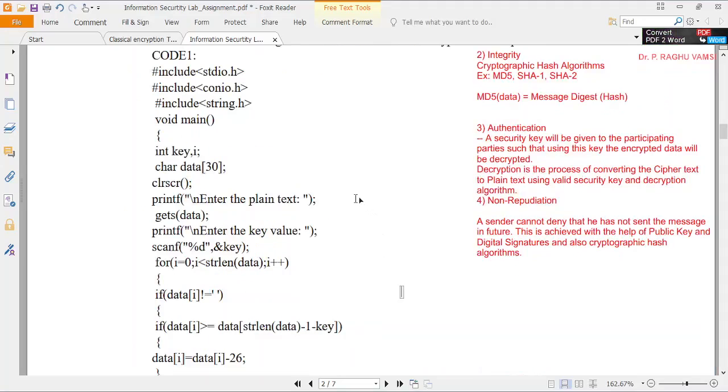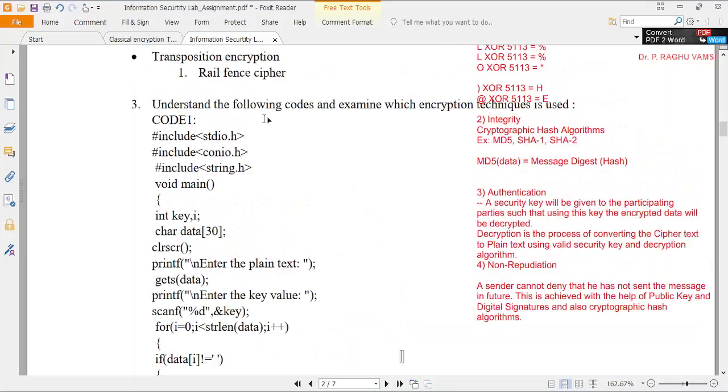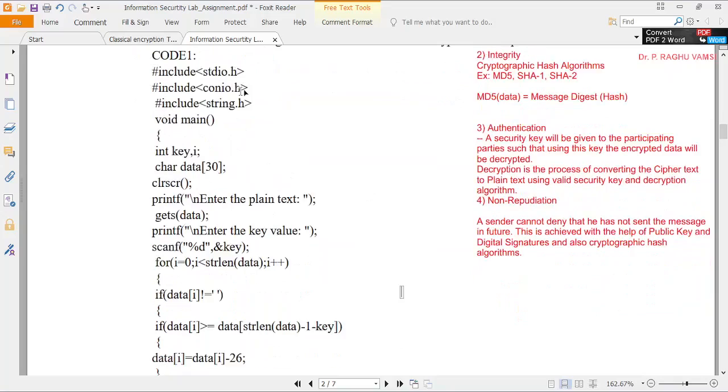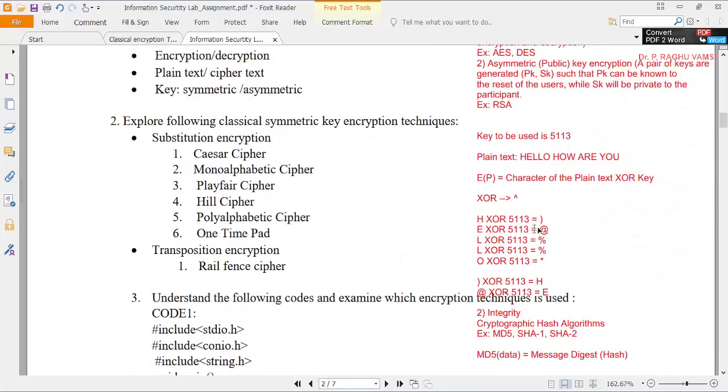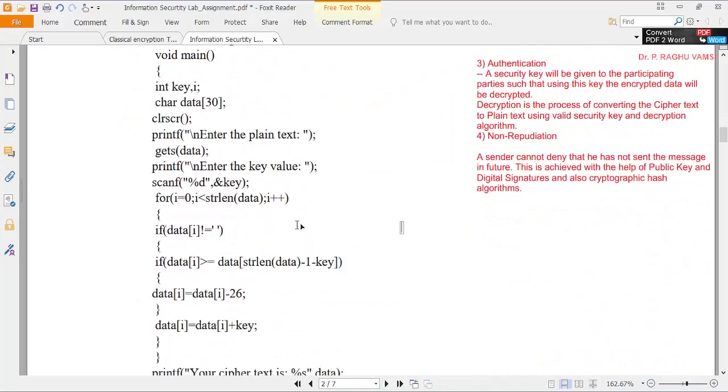So here is the simple example that I have presented. Look at the following code and examine which encryption technique is used. This is a simple program in C, with inclusion of the header files. Then an array of 30 characters is declared. Then enter the plain text by using gets. The data has been taken. Now enter the key value. As I told you, the key used here is 5113. That is up to you, whatever key you want to use.